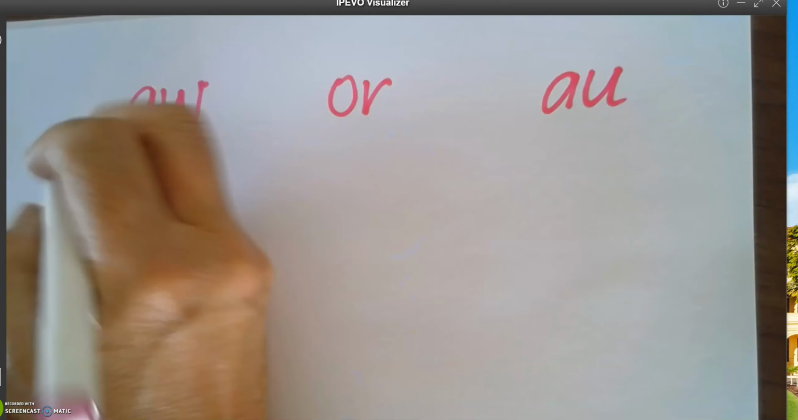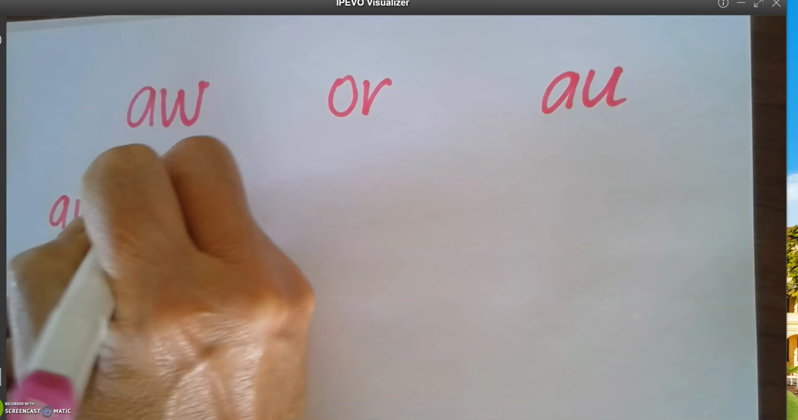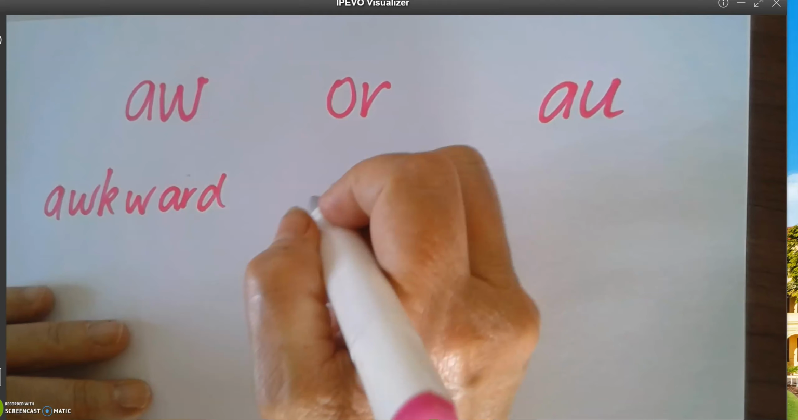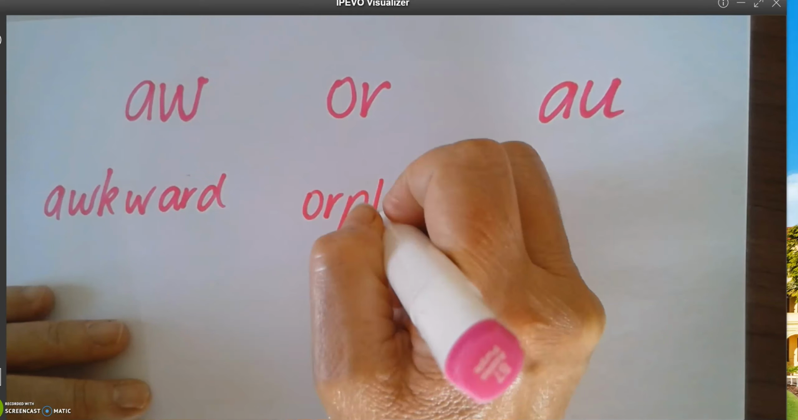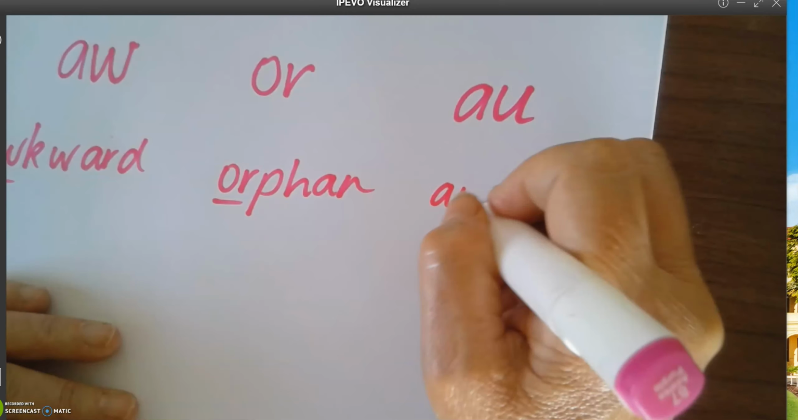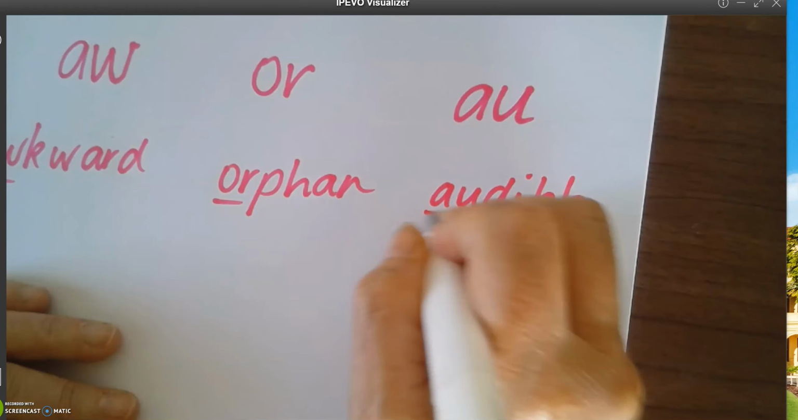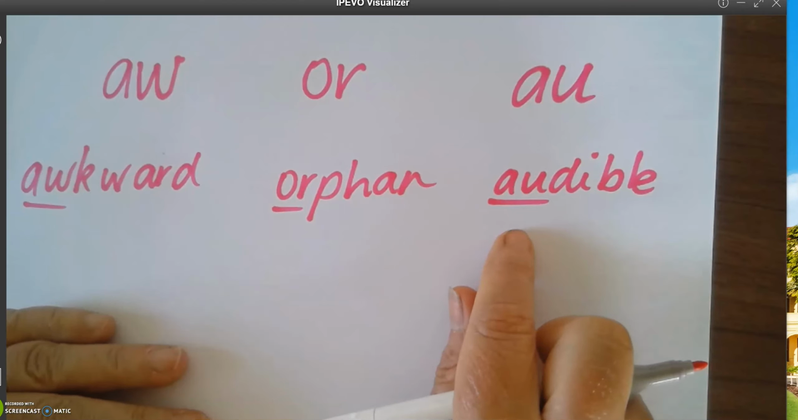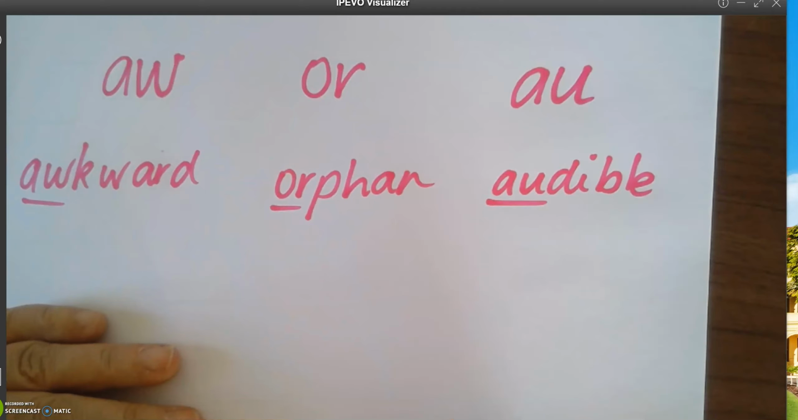Okay, so one of our words is awkward. OR is a little bit easier in such a word as orphan. And AU could be audible, able to be heard. So we're going to have a look at some of our spelling words such as squawk, awkward, awesome, ordinary, organize, orphan, orchard, ornament, orthodontist, pause, naughty, audible, author, exhaust, and authentic.